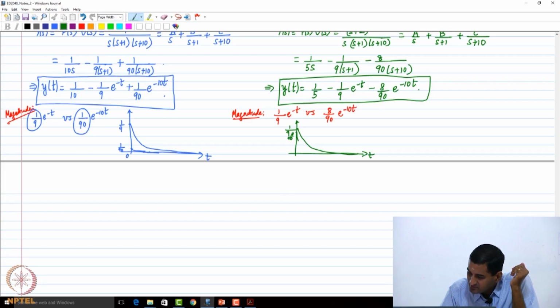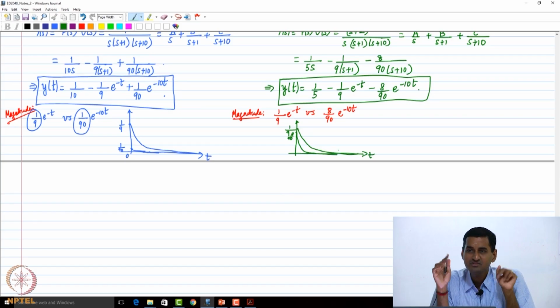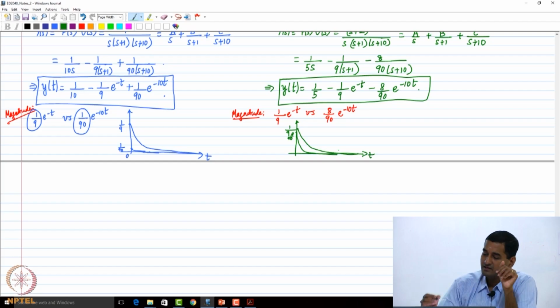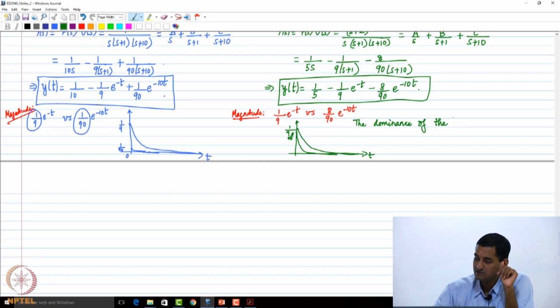Yes, e power minus 10t is going to go faster to 0, but then you can see that now the dominance of the -1 pole is reduced relatively. I'm sure all of us agree to that point, right? So you look at the second case where we introduced a 0 at -2. The consequence of the introduction of the 0 at -2, which is closer to -1, is that the dominance of the pole at -1 is reduced.